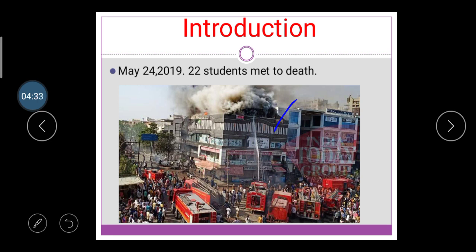As an engineer, one cannot do this type of work. We can also take the example of the fire brigades, which could not reach in time. This type of thing happens. If they had the facility to reach that floor, we could easily have saved the students, but they did not have the facilities to save these students.